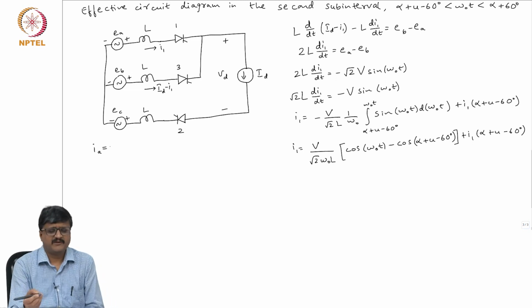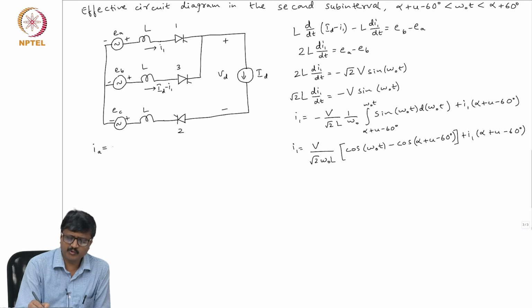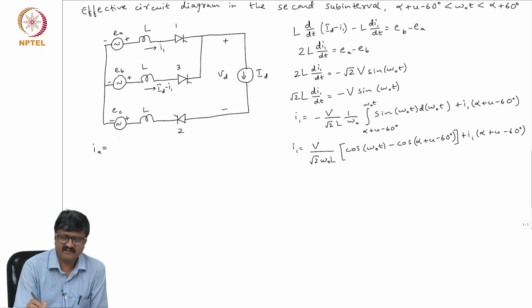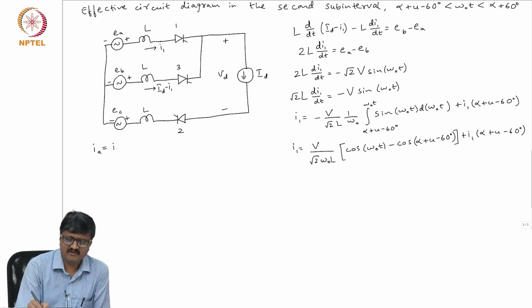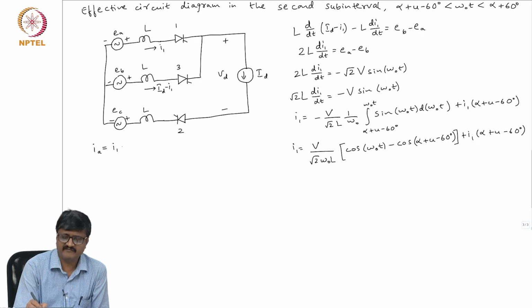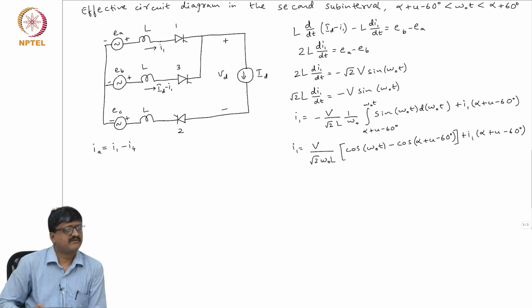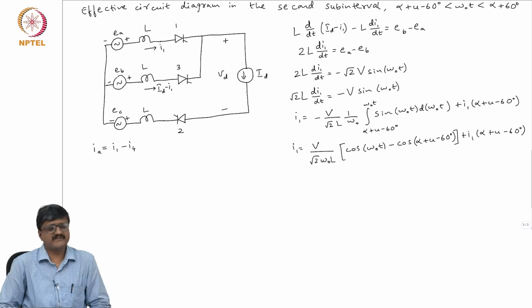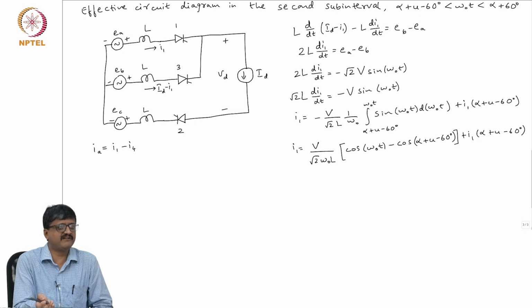Can I relate two valve currents and the phase current IA? It is I1 minus I4. Now, what was I4 in the previous first subinterval? 0. Second subinterval? 0. So, for these two subintervals I4 is 0. Therefore, IA is I1. So, I1 is the current to the valve.